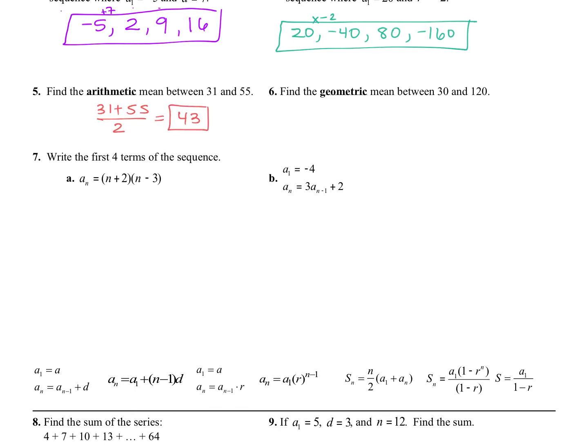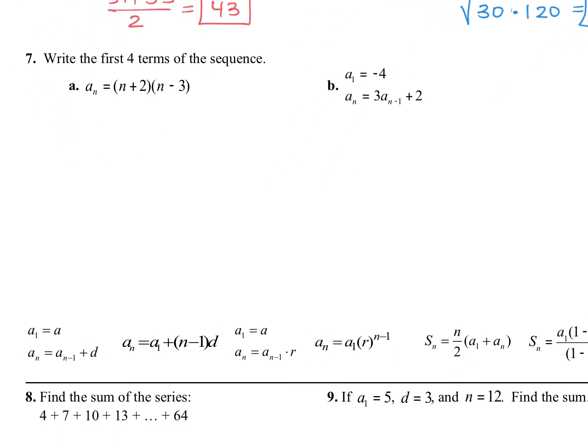Okay. Geometric mean, what do you do for that? You square root their product, right? 30 times 120 and square root it. So you get 60. So far, so good? Tell me if I go too fast here.